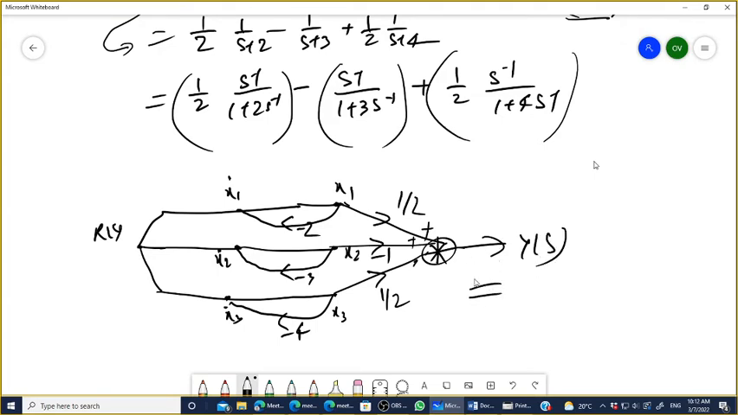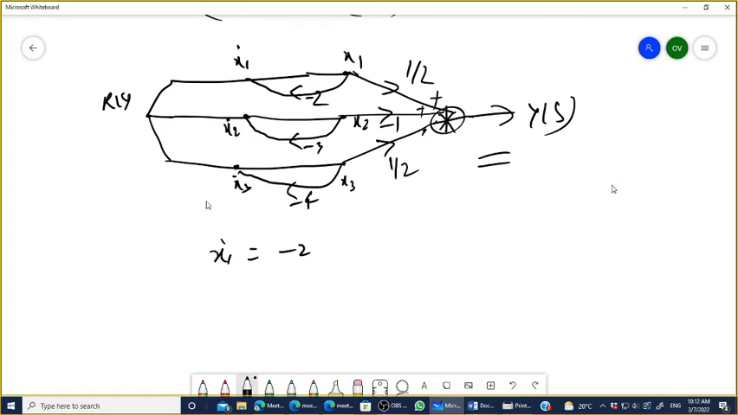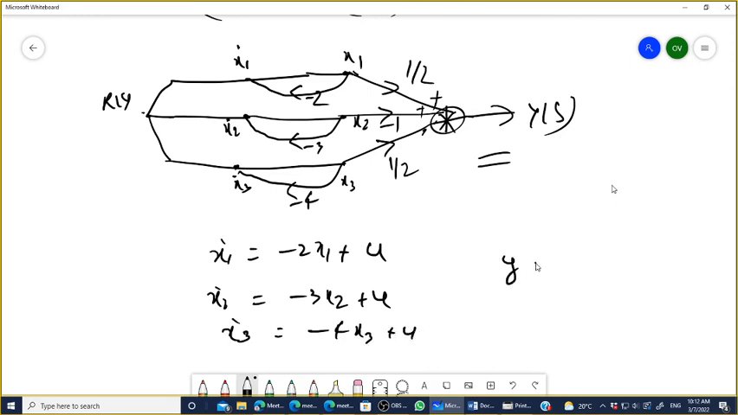You can also represent it by x1 dot is equal to minus 2. From here you can see the figure and put x1 dot is equal to, please tell me, minus 2 x1 plus u. This is the r. And x2 dot is equal to minus 3 x2 plus u, and x3 dot is equal to minus 4 x3 plus u. What is y? y is equal to 1 by 2 x1 plus, sorry, minus x2 plus 1 by 2 of x3. This is the output. So this is all about the decomposition part.